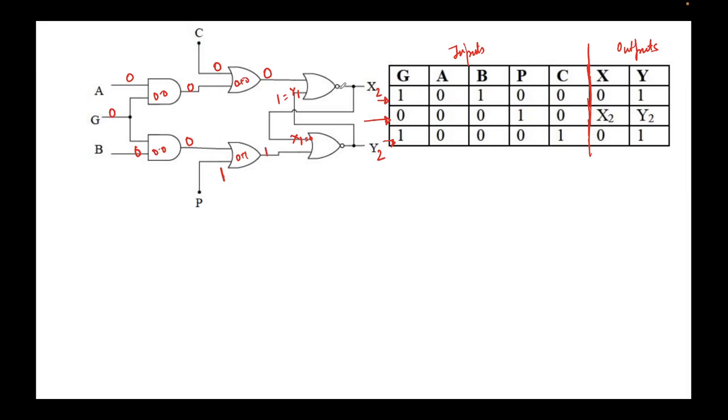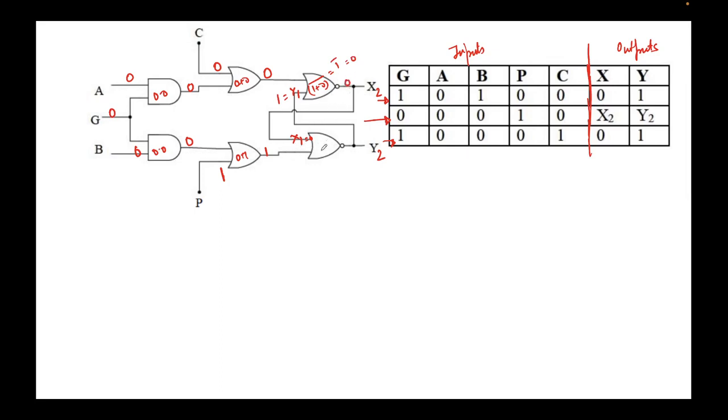This is a NOR gate. What does a NOR gate do? It will do 1 plus 0, whole bar. Input here is 1, input here is 0. 1 plus 0 bar is nothing but 1 bar, and 1 bar is nothing but 0. So the output here would be 0.